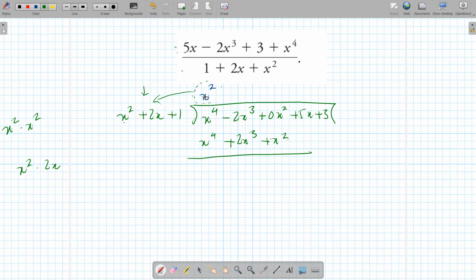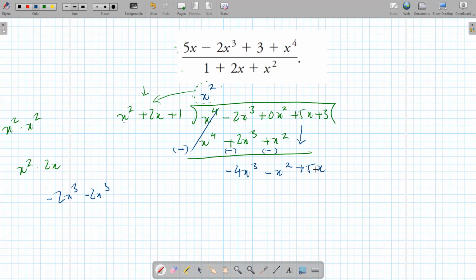Once you figure out what this is, you multiply this with everything in your divisor, okay? And then what's the next step? You just subtract. And all the signs are going to change when you subtract. X4 minus x4 is 0. Ignore that. What is negative 2x cubed minus 2x cubed? Negative 4x cubed. That's exactly right. And 0x squared minus x squared is negative x squared. Notice how we canceled out one of the x4s. We're allowed to bring the next term down like this.